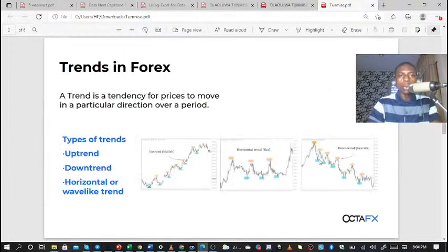The next one, we'll look at trends in Forex. A trend is a tendency for prices to move in a particular direction over a period of time.